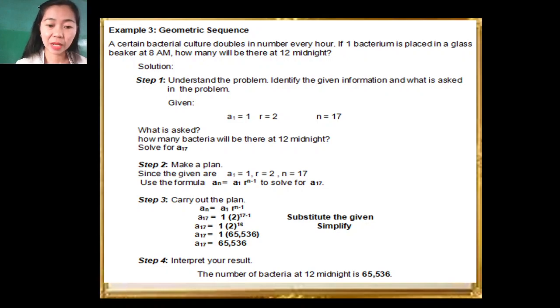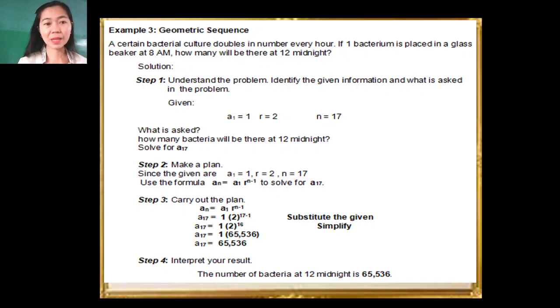If you have a scientific calculator, you just press 2 and then press the y raised to x symbol, press 16, the result will be 65,536. Multiplied by 1 is 65,536. This is the value of a sub 17. And what do we mean by this value? So, 65,536 is the number of bacteria at 12 midnight.